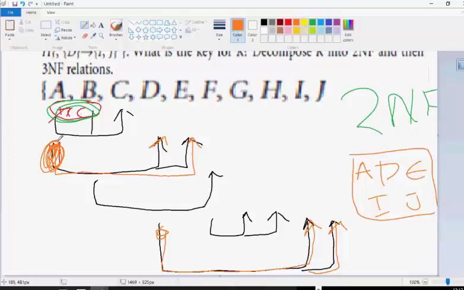A, D, E, I, and J. And D leads to I and J, yes. So is it not a transitive? Like that's D leading to I and J. Is it not a transitive relationship? In this table, A, D, E, I, J, it is transitive. But we are not at third normal form, so we are not taking it out yet.